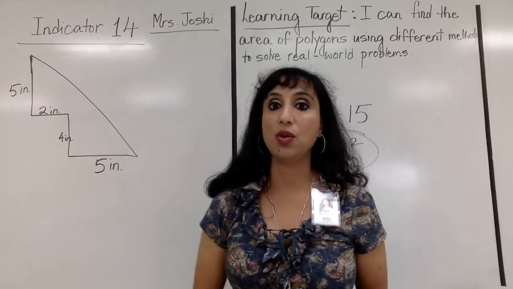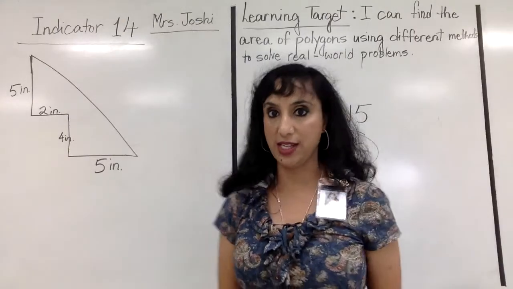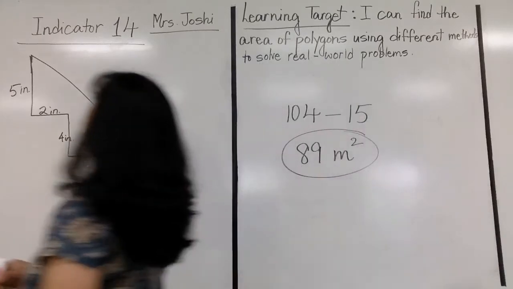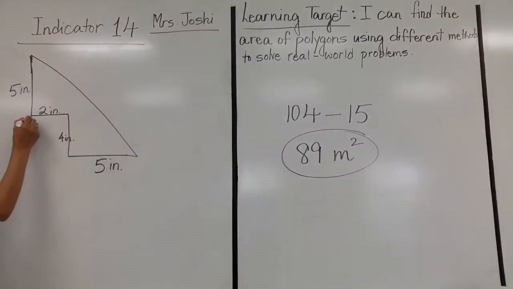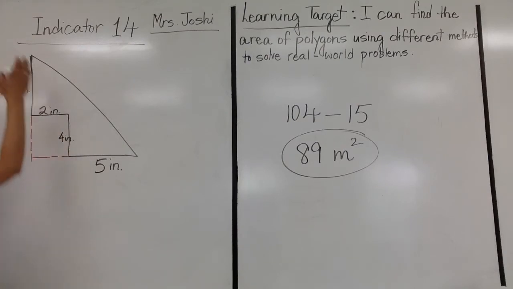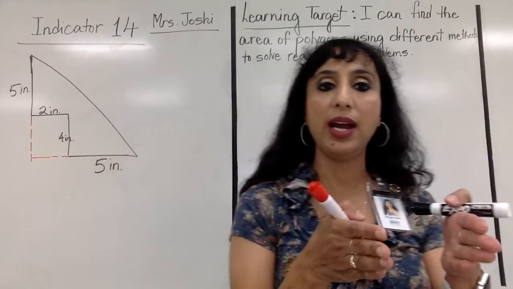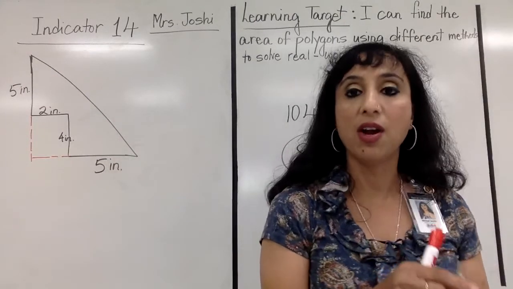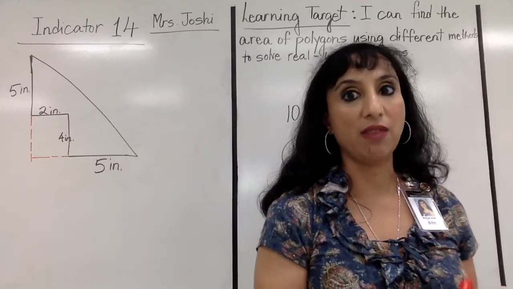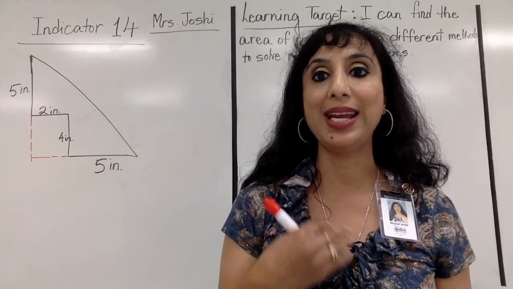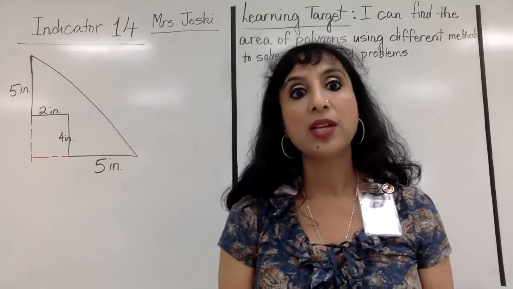I am going to make this into a big triangle first. So if I did this, look, this became a big triangle, right? And so I would find the area of the big triangle and then I would subtract the area of the square or the rectangle in there, which is not part of that shape, because I've added this on to make it easier on myself, okay?